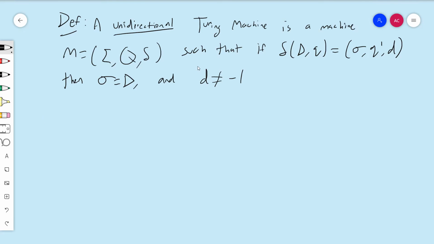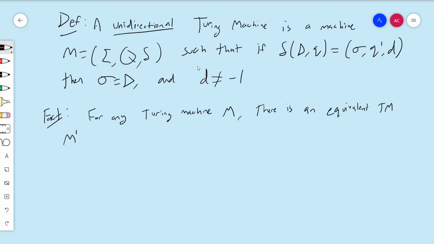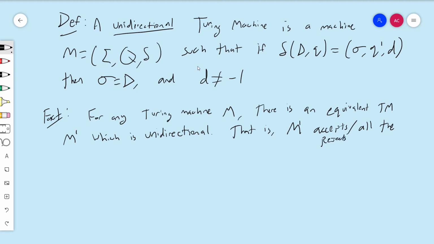So here's a fact. Here's a robustness fact. For any Turing machine M, there is an equivalent Turing machine M prime, which is unidirectional. And what I mean by equivalent is that M prime accepts and rejects all of the same inputs, and spits out the same outputs.